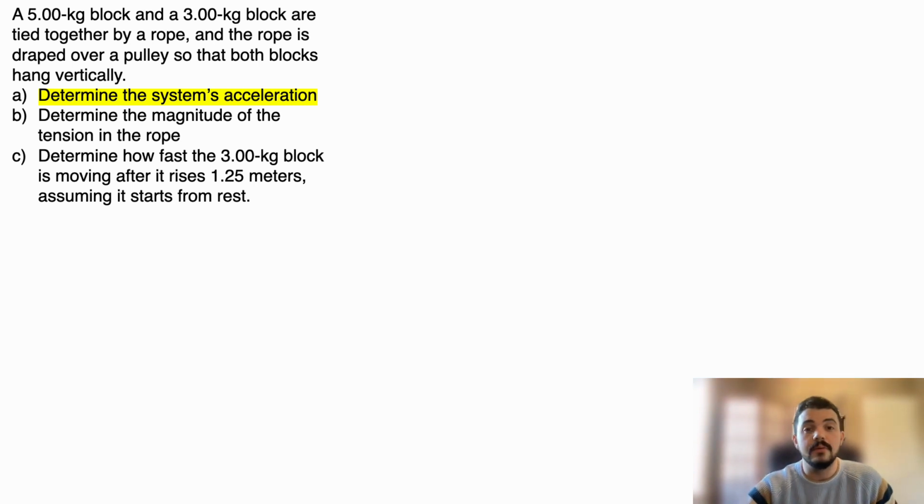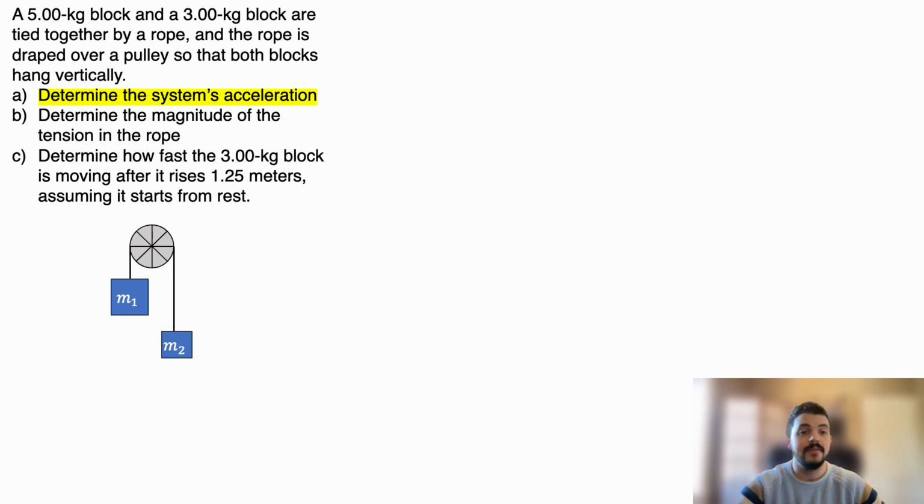As with all good problem-solving things, we're going to start by drawing the situation, and here it is. We've got a pulley, we've got two blocks connected by rope draped over that pulley. I've made the 5 kilogram block look visually larger, called it M1, and the 3 kilogram block I called its mass M2. Next, I'm going to draw force diagrams for both blocks.